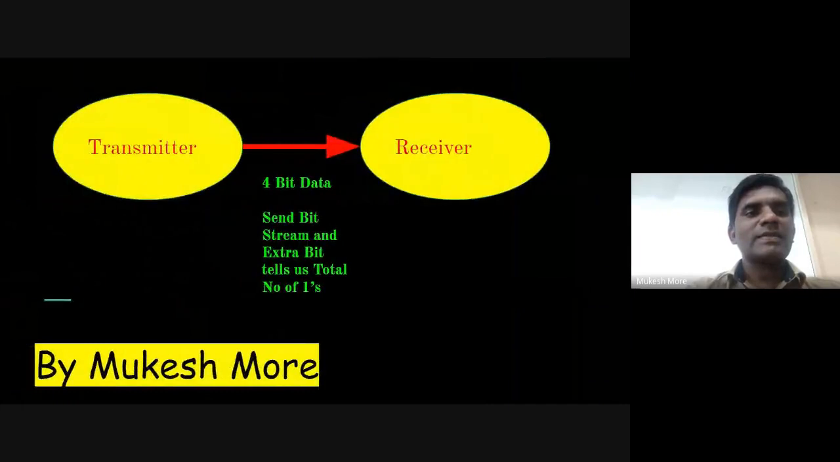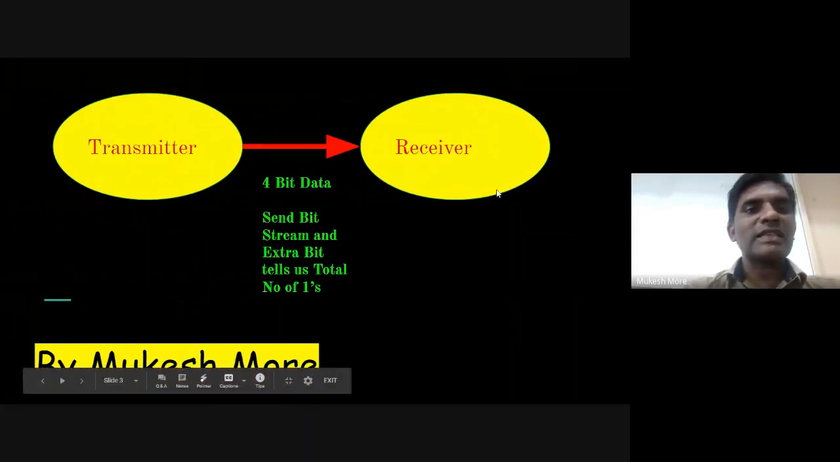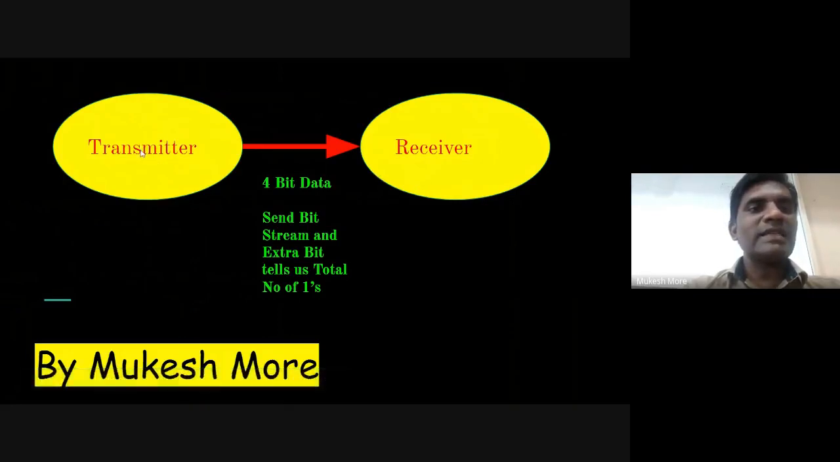Now how does it work? See, we have a transmitter here. The transmitter is a digital circuit, and the receiver is also a digital circuit. Now the transmitter will send data, it may be 4-bit data, to the receiver side. While transmitting the data from transmitter to receiver, there may be an error that occurs while transmitting the data at the receiver.